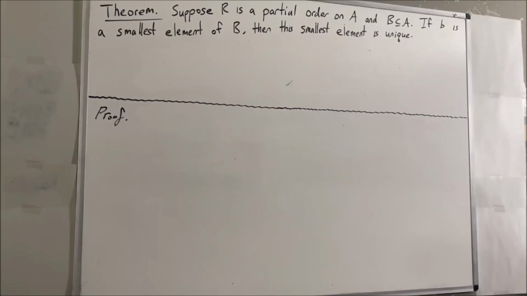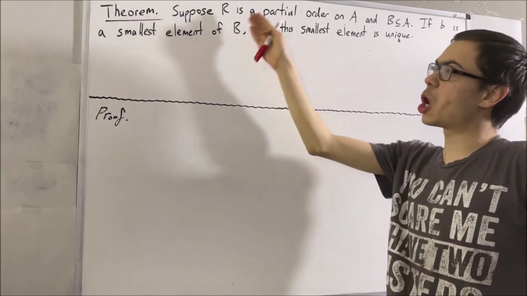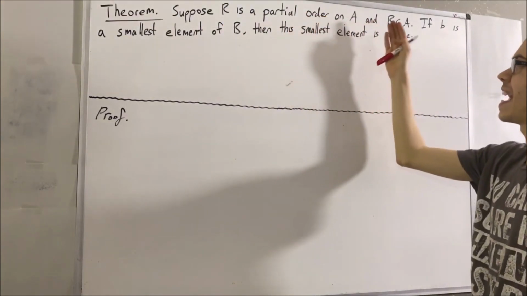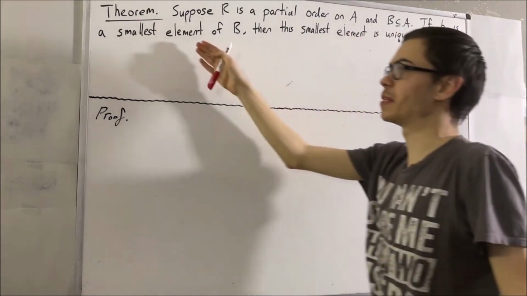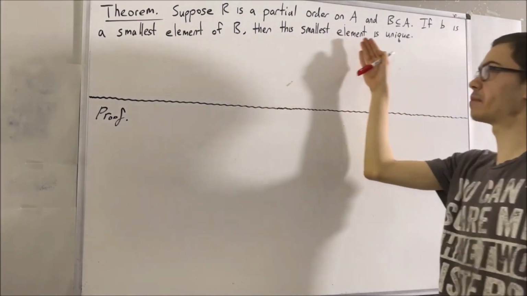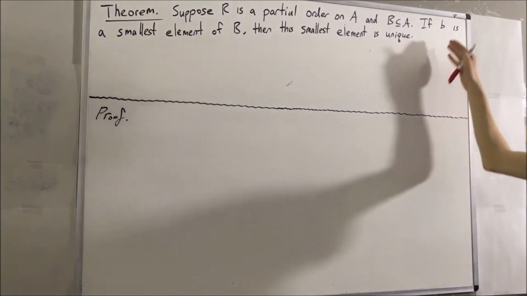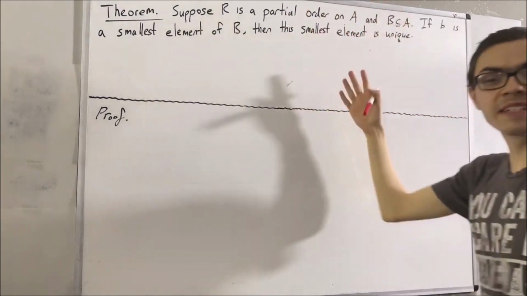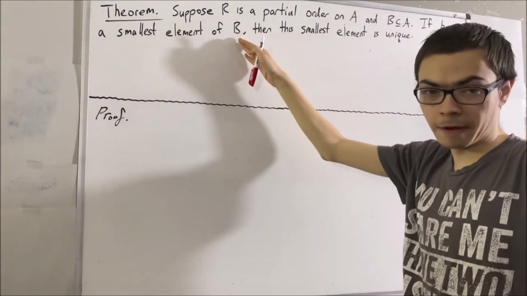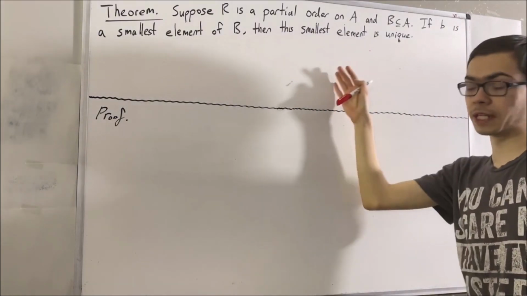Hello! In this video, we are going to prove the following theorem. Suppose R is a partial order on A, and B is a subset of A. If little b is a smallest element of B, then this smallest element is unique. So really, we're trying to prove that if little b is a smallest element of B, then little b is the only smallest element of B.